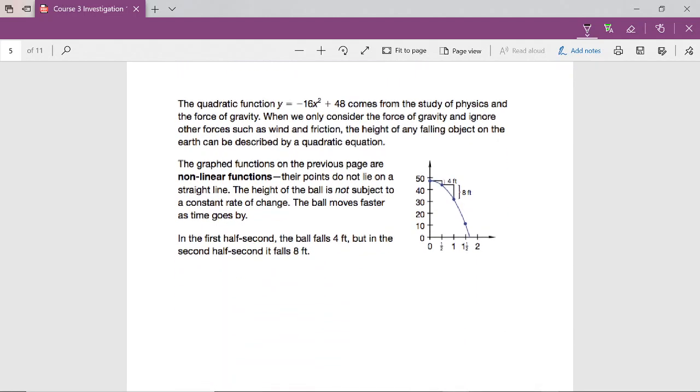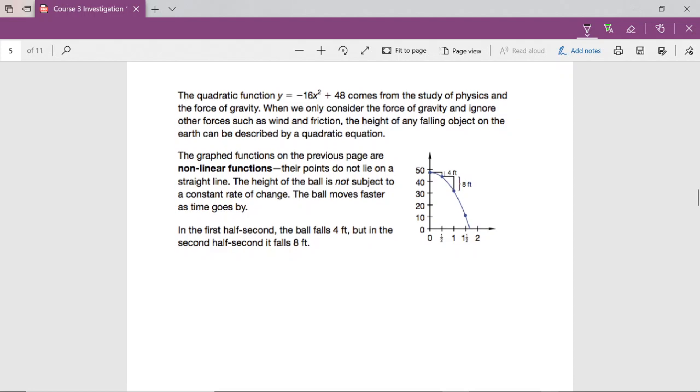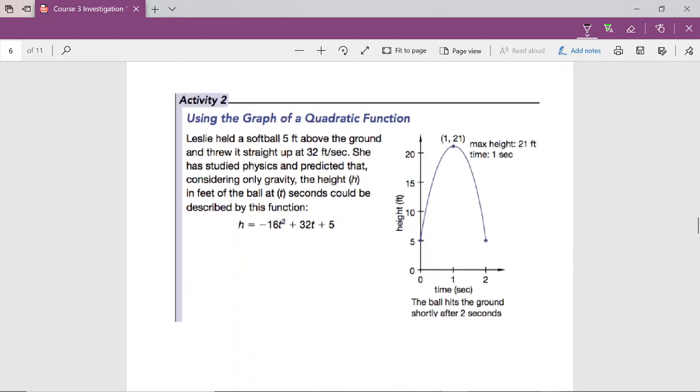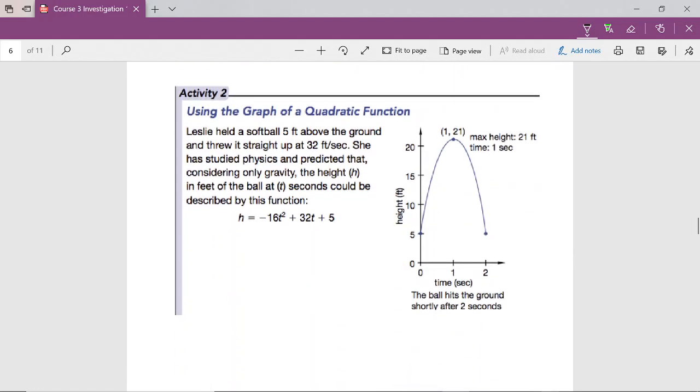So the ball moves faster as time goes by. It speeds up a little bit. In the first half second, the ball falls 4 feet, but then the next one, it falls 8 feet, just like I was showing above. It doesn't have a constant speed. So let's go ahead and look at a different situation here.